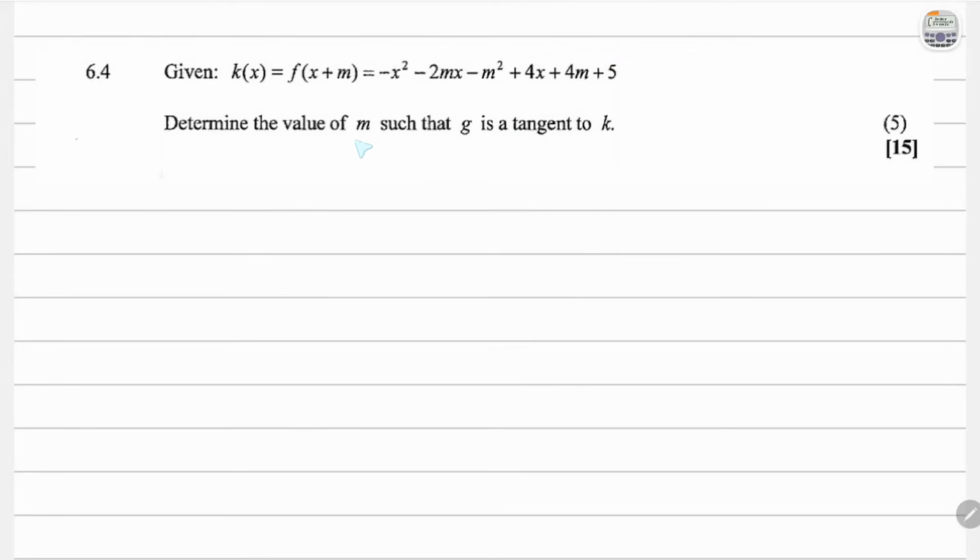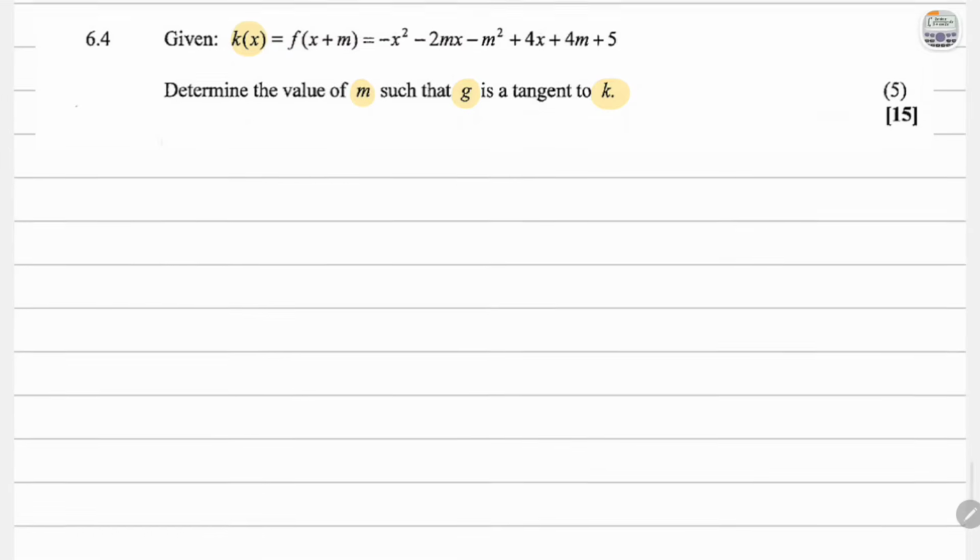And they want us to determine the value of m such that g is a tangent to k. Okay, so the graph of f gets translated and it becomes k. And we need to find out the value of m for which g will be a tangent to k. Let's visually understand what's going on.